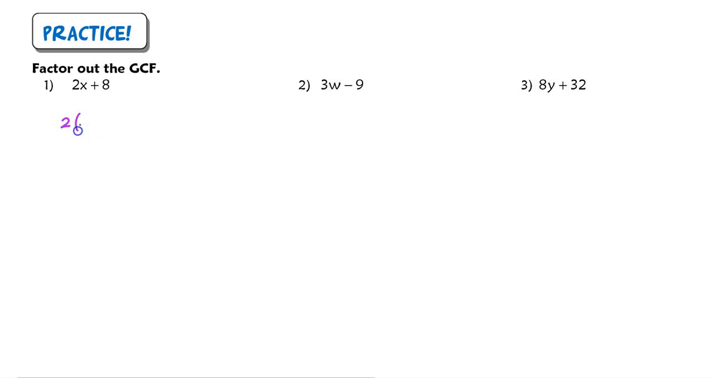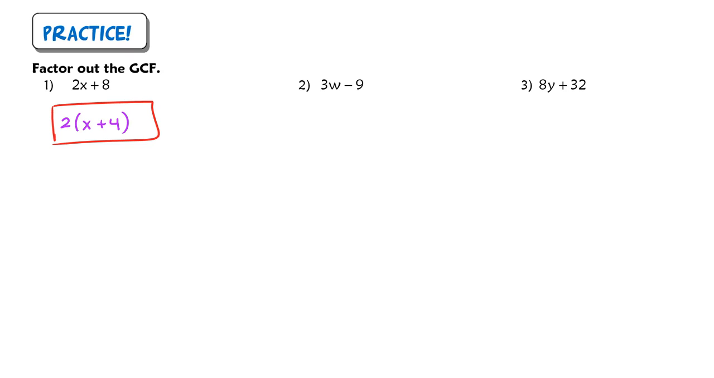When I pull that 2 out, I'm going to write a set of parentheses, and I'm going to divide the first term by 2. If I divide that first term by 2, I'm left with x. When I divide the second term by 2, I'm left with 4. I'm going to write plus 4 because it's a positive 4. Now, just to check, and we're not going to have to do all this work every time, but we can check the first few times we work on this just to make sure we understand. If I were to distribute this back out, I would end up with 2x plus 8, which is exactly what the original expression is. So I know I'm factoring it correctly. Our final answer here is just 2 times x plus 4 in parentheses.